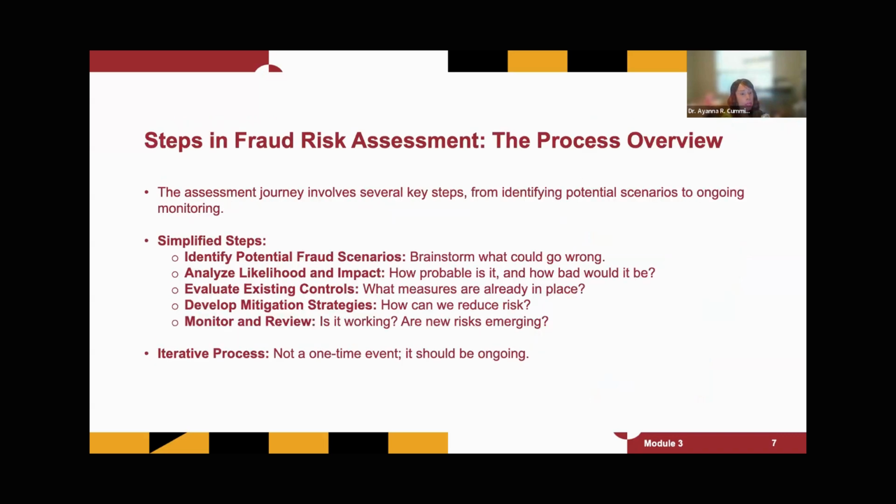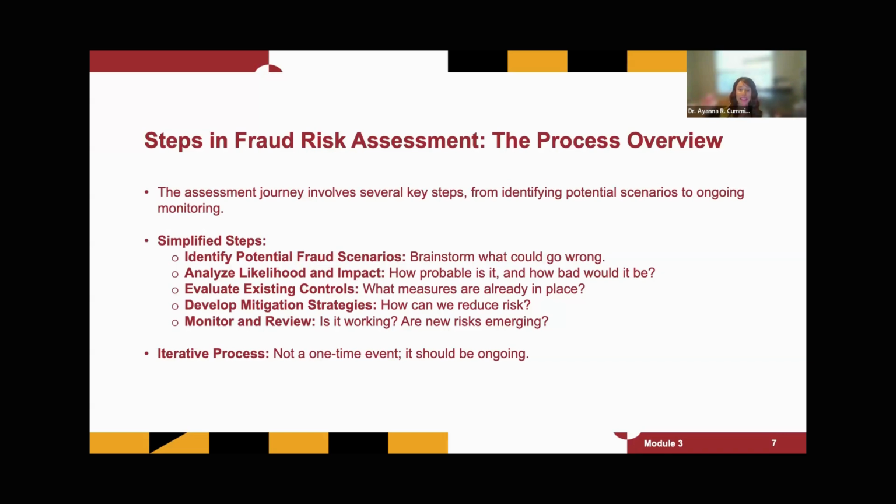Next slide, please. So there are several steps involved in fraud risk assessment. Our assessment journey involves these steps, from identifying the potential scenarios to ongoing monitoring. So first, we identify those fraud scenarios by brainstorming what could go wrong. You've heard that concept maybe of murder boarding and brainstorming, where you actually do best and worst case scenario analyses and think out loud about what your competition, or someone who wanted to threaten your agency or your particular organization, could do to throw you off from where you are.